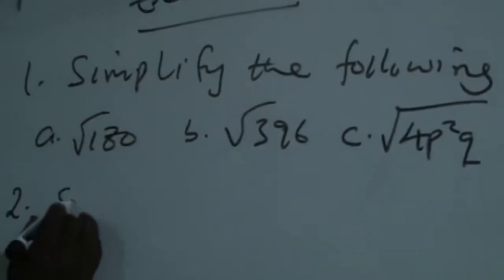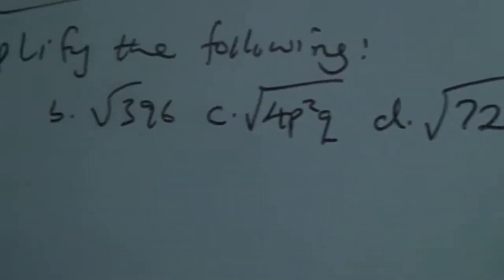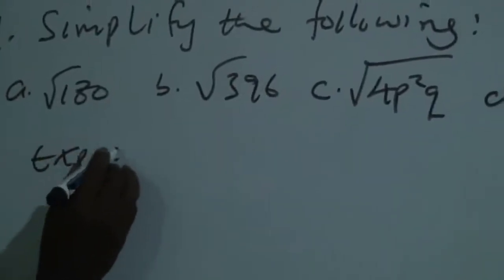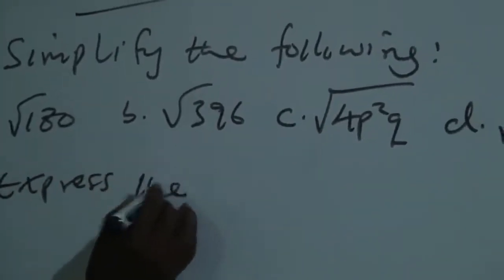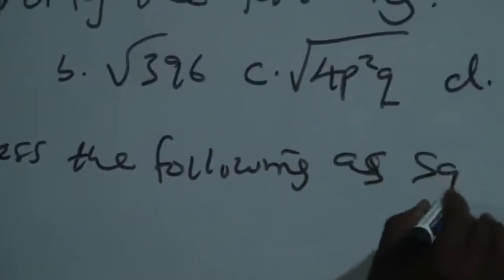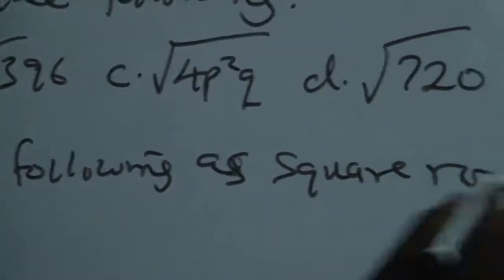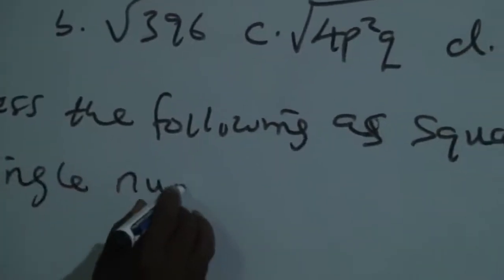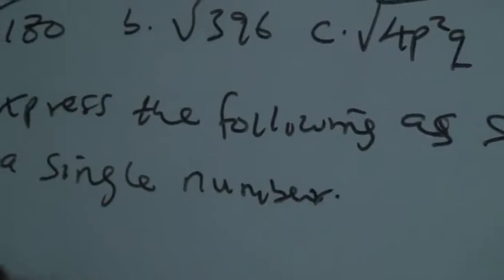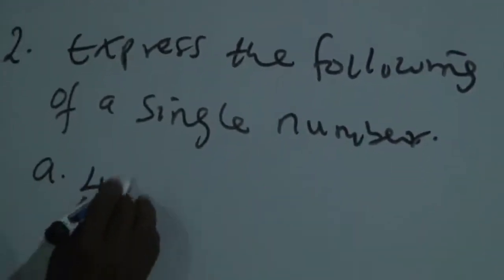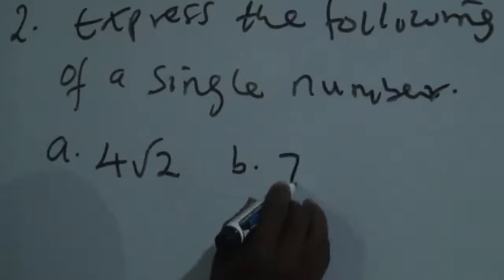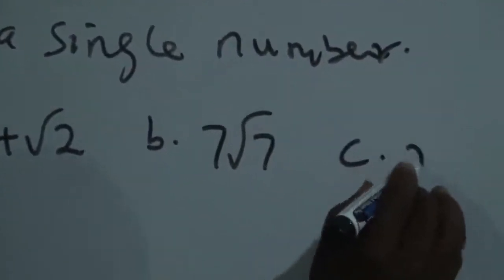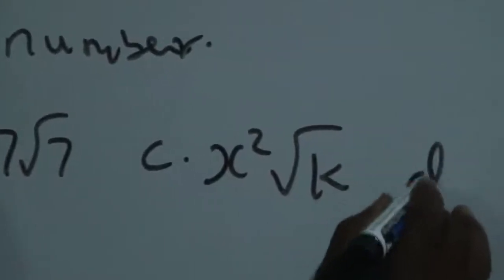Then the second one, you have to express the following as the square root of a single number. A, 4√2, B, 7√7, C, x²√k, D, 5√13.